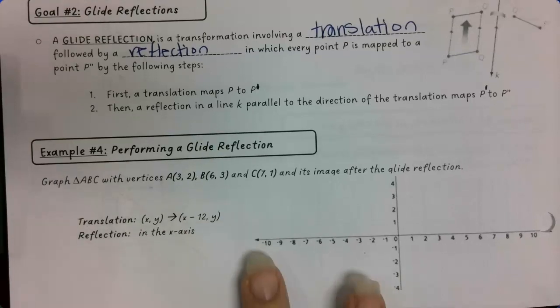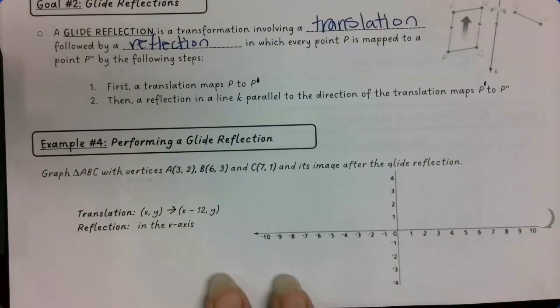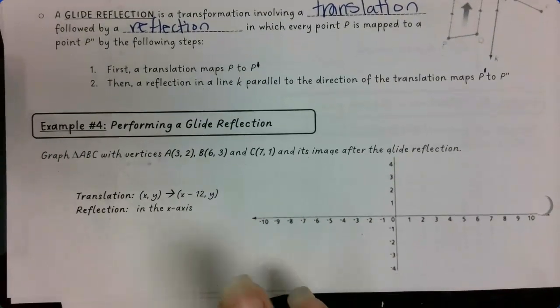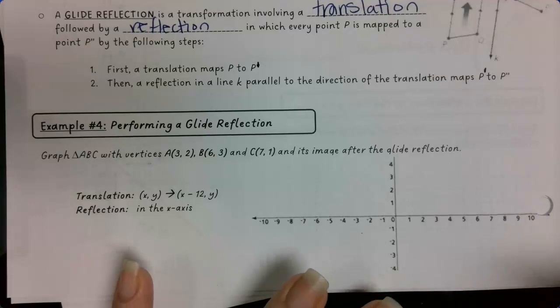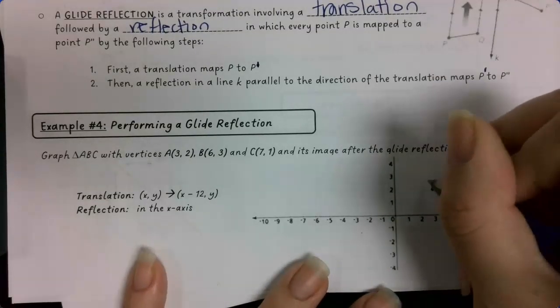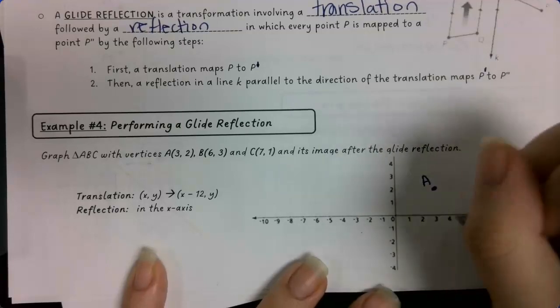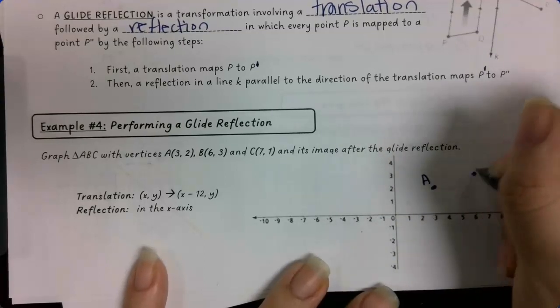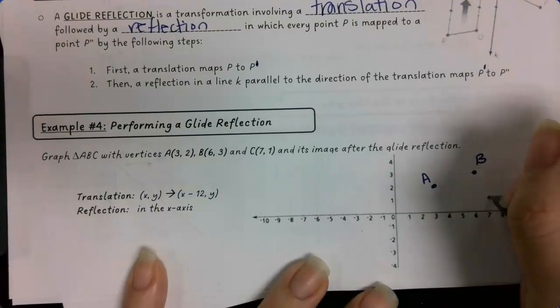Okay, so number 4, we're going to do a glide reflection. This is really just a transformation with 2 steps. I'm going to start off by graphing my triangle ABC. My A is at 3, 2. My B is at 6, 3. And my C is at 7, 1.